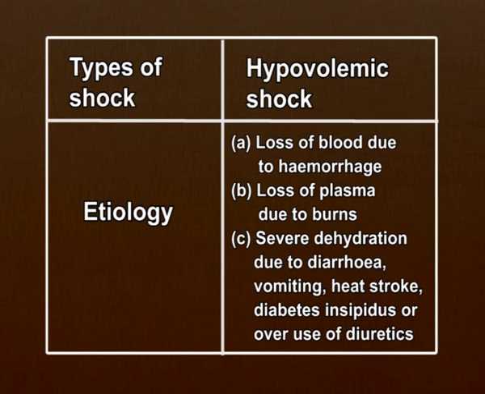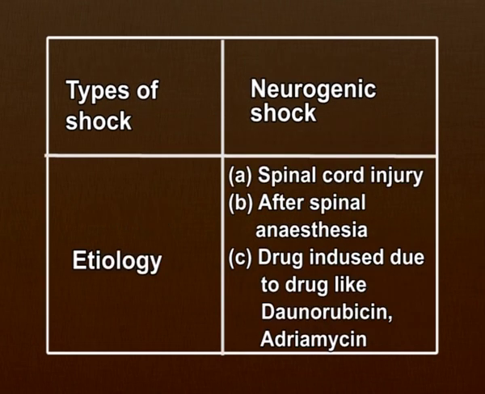In this case, the first point of etiology is loss of blood due to hemorrhage, loss of plasma due to burns, severe dehydration due to diarrhea, vomiting, heat stroke, diabetes insipidus or overuse of diuretics. The third type includes neurogenic shock. In its etiology, spinal cord injury, after spinal anesthesia, drug induced due to drugs like daunorubicin, abrimacin.